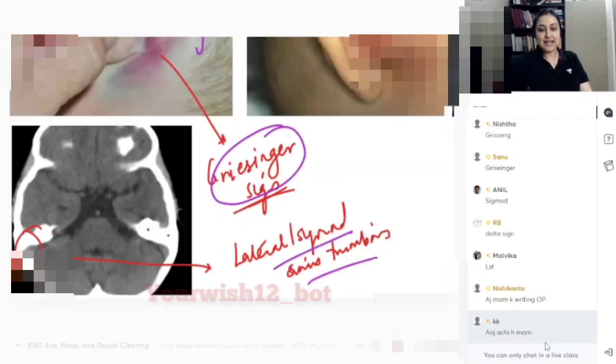Okay, so the Greisinger sign, lateral sigmoid sinus thrombosis, wherein you'll see hyperdensity here, right? In the sigmoid sinus, you'll see white hyperdensity.